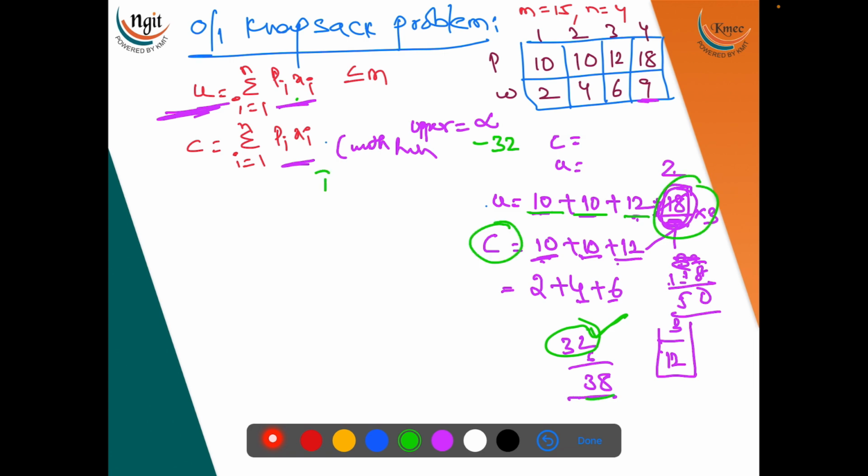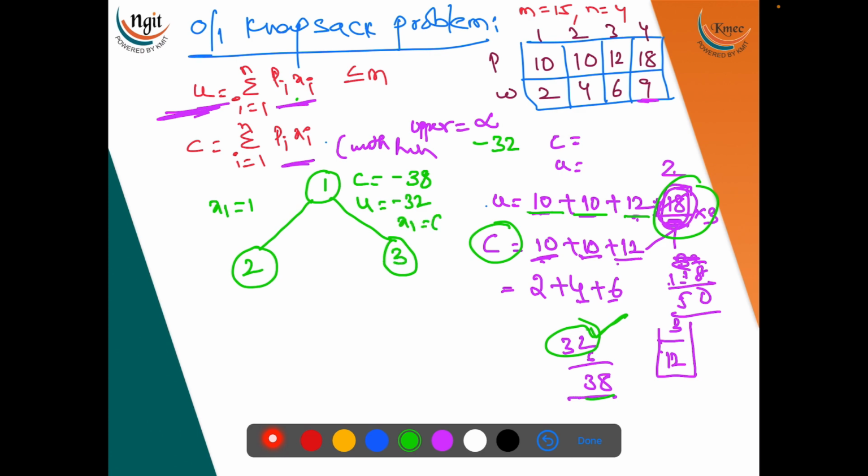Now I am going to generate the state space tree. Let us suppose that I am placing the first object. Initially, what cost did you get? Cost is minus 38 with fraction, and upper limit is minus 32 without fraction. Now when I place the x1 object, it is the same. If I don't place x1, it is the third node. Assume that I am not placing x1, that means x1 equal to 0. So in place of x1 equal to 1, the same cost and the same upper limit will be there. Minus 38, u is equal to minus 32.